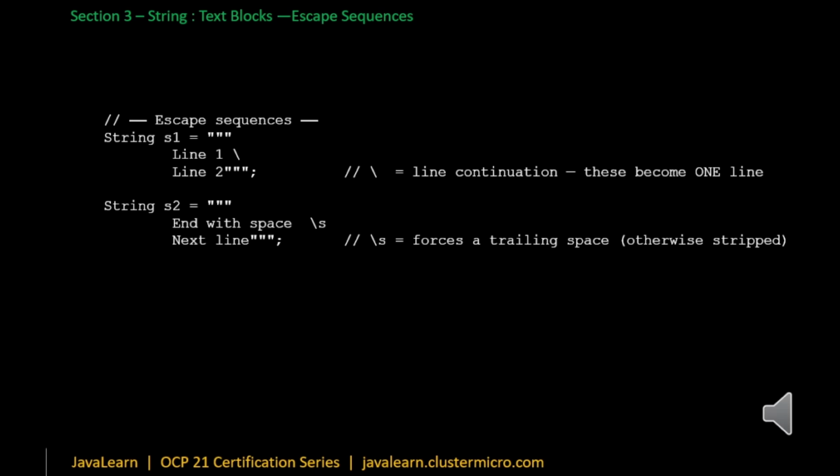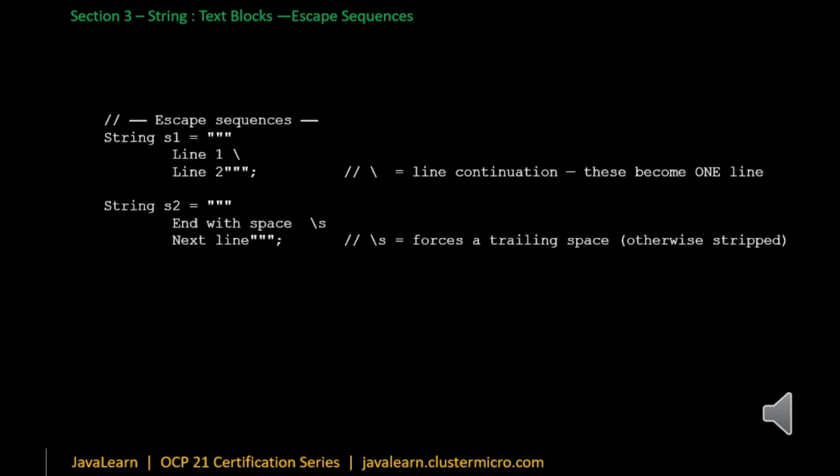Java processes "end with space", then backslash s, and preserves the spaces before the backslash s, okay? The result contains "end with space" and it has the spaces that were there earlier, okay? So the content up to and including the space represented by backslash s is kept. These two escapes, backslash for line continuation and backslash s for significant space, are unique to text blocks. They do not exist in regular string literals. The exam usually tests them by asking what the resulting string content is when one of these appears, okay?